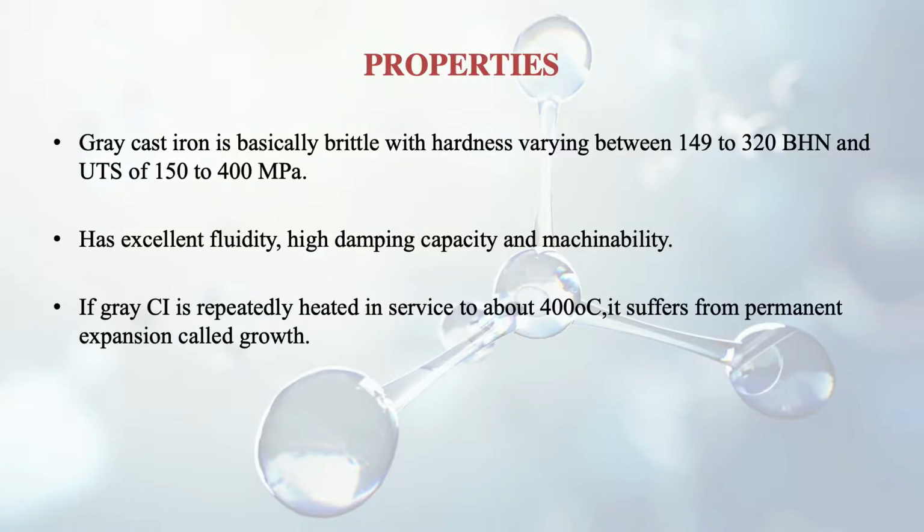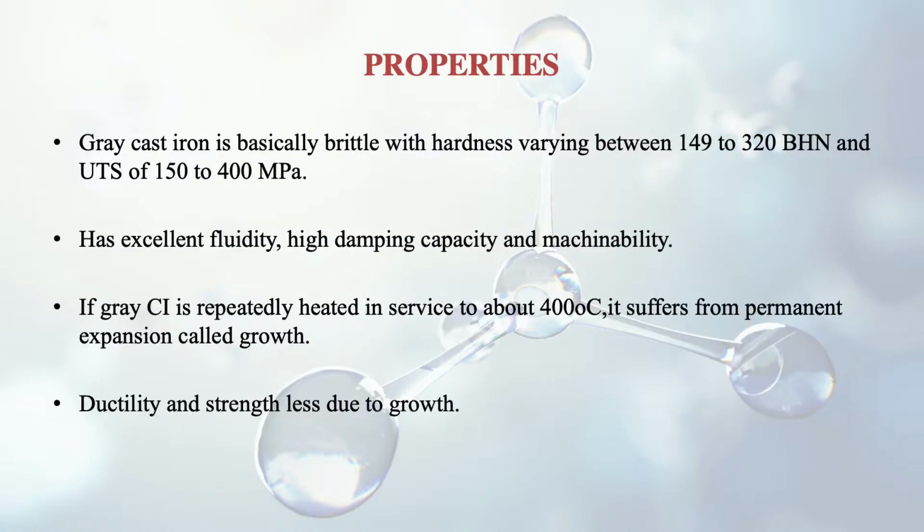And if grey CI is repeatedly heated in service to about 400 degrees centigrade, it suffers from permanent expansion called growth. So if that temperature is reached at different intervals while in service, then it undergoes the process of expansion, and this expansion is permanent.